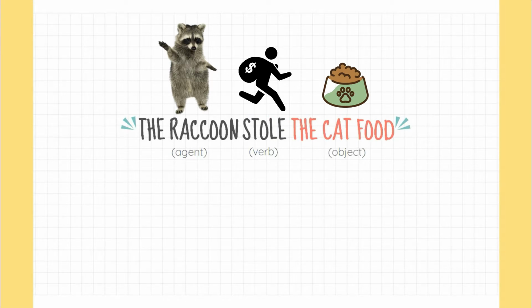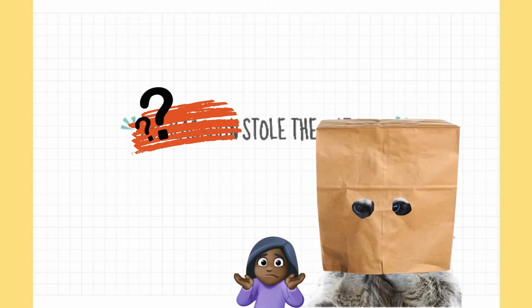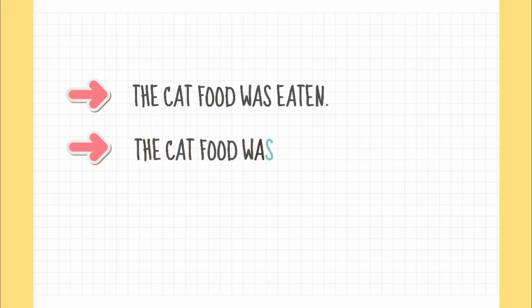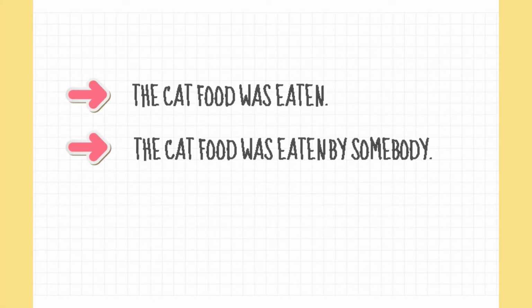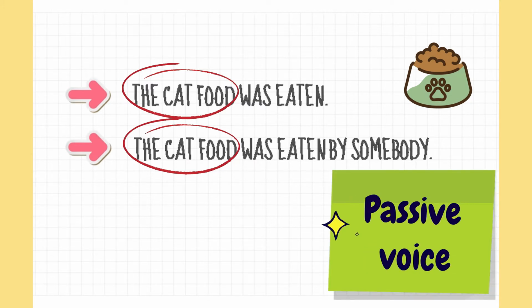But sometimes the agent is not the most important part of the sentence. For example, what if we don't know who ate the cat food? Well, if this happens, we can say the cat food was eaten, or the cat food was eaten by somebody. As you can see, now the cat food is the most important part of the sentence. This in English is called the passive voice. We also use the passive voice in Spanish.